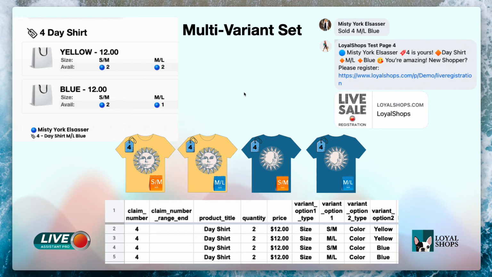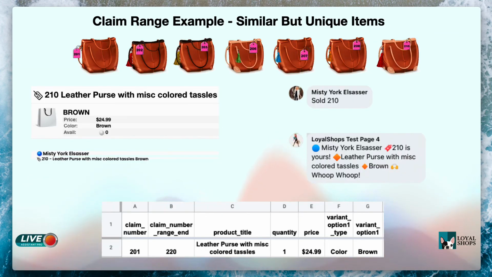All right, so that shows that in full cycle, how to do multivariant SKUs. And it could be a much larger family. If you had a dress that came in 3 colors and 5 sizes, then you're going to end up with 15. All right, let's do another variation of claim range examples.